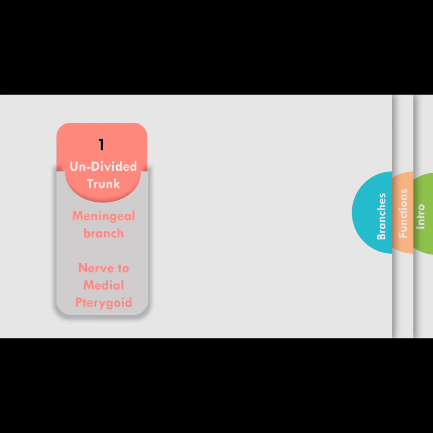Now moving on to the branches of the mandibular nerve. The mandibular nerve has two trunks. One is undivided and another one is divided. As the mandibular nerve comes out through the foramen ovale, it immediately gives off two undivided branches. One is the nerve to medial pterygoid and another one is the meningeal branch. It is also called the nervus spinosus.